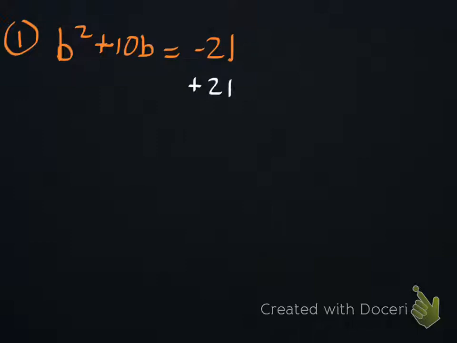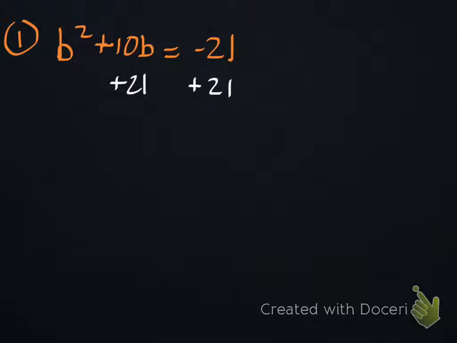So if I give you the problem b squared plus 10b equals a negative 21, our first goal is to get everything on the same side. Unlike when you're solving linear problems where you try to isolate the variable, our goal is to get everybody on the same side. So in this case, that means we need to add 21.